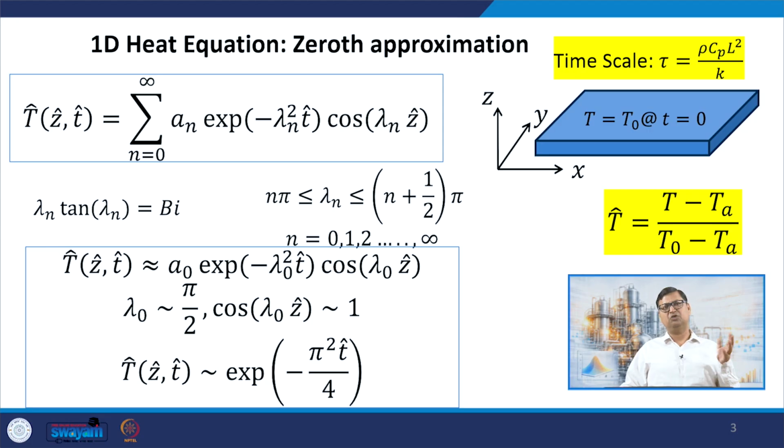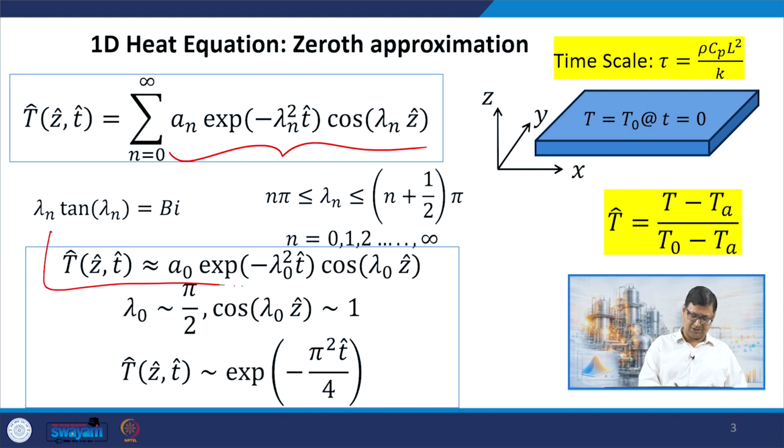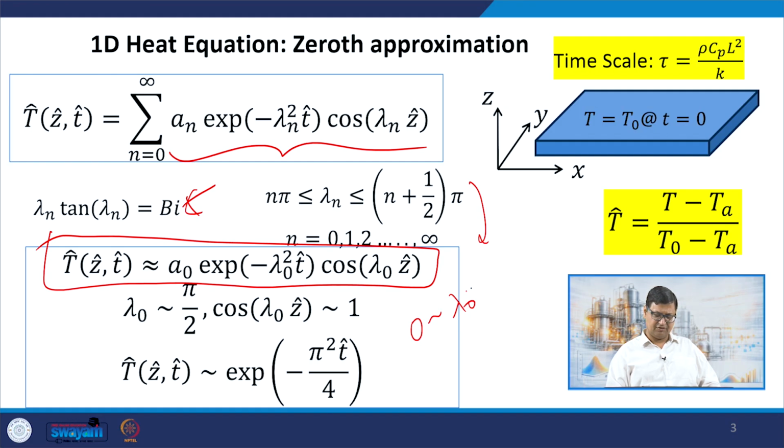And since T cap is bounded, going from 1 to 0, there is good reason to imagine that this is going to be a converging series. As a result, the 0th approximation, considering only the first term, does make sense. So, if I only consider the first term, then the solution looks something like this. Now, this lambda naught we can solve for by solving this equation, and it depends on the Biot number. But if I want some kind of scaling estimate of lambda naught, then from here we know that lambda naught is in the range of 0 to pi by 2.